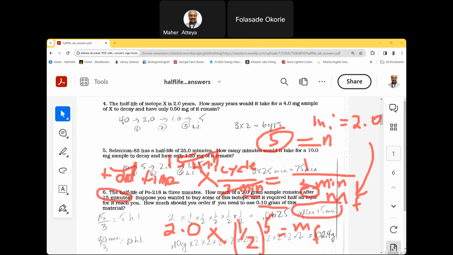Instead of total time 15, the total time is half an hour, 30 minutes. So after 15 minutes, you get the same answer. 2.0 times half raised to power 5 is 0.1. Multiply by 2. Yes, 0.1. He got 0.0625, and that's wrong. It has to be 2 sig figs. That's 3 sig figs. Yeah, 0.63, oh, 0.1. Yes.